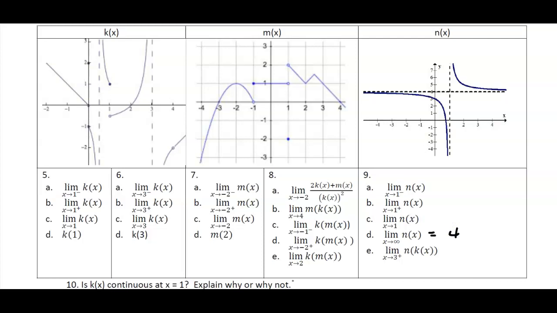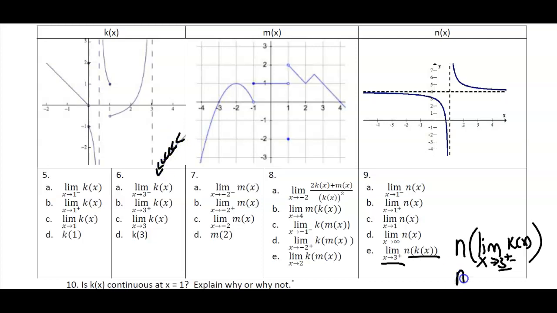All right, let's take a look at part E here. On part E, we have a composite function with a one-sided limit. So we have n of the limit as x approaches 3 from the right of k of x. So if I'm approaching 3 from the right on the k function, let's see what that looks like. Well, that would be this. I'm going down here forever, and so I'm approaching negative infinity.